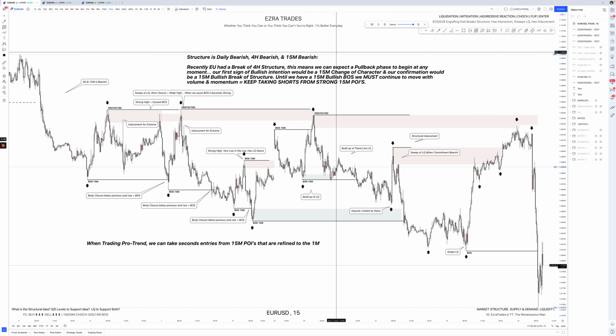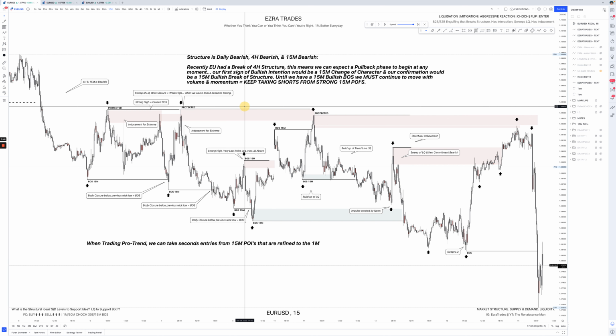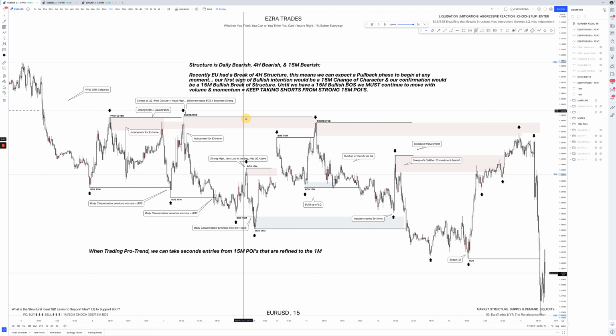To create a reversal, the 15-minute is going to have to make a 15-minute change of character, which we'll get plenty of times, right? They're not marked on this chart because it's not so important. But it also has to create a 15-minute break of structure. It has to break a strong high in order for us to truly consider it shifting bullish, right? And then it has to hold it, right? So price is going to constantly be in pullback and continuation, impulse and correction. So we're doing our best to navigate a complex market, right?